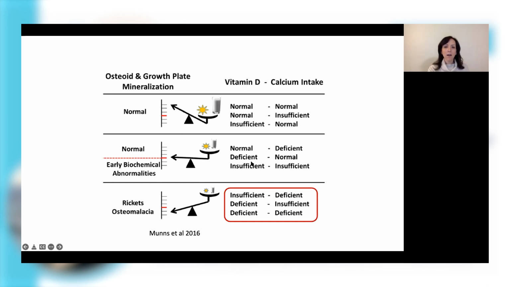So if you have just mild insufficiency in vitamin D and calcium, or if you're only deficient in one of the two, you may find some early biochemical changes in your blood work, like an elevated alk-phos, a slightly elevated PTH, but your phosphate and your calcium will tend to be normal, and your child may be very asymptomatic, and your x-ray may actually look normal. However, if you start to get severe deficiencies in both, or an insufficiency, for example, in calcium and a deficiency in vitamin D, then the skeleton is no longer able to compensate. So not only will your blood work show signs of rickets, but your x-ray will confirm your rickets as well.